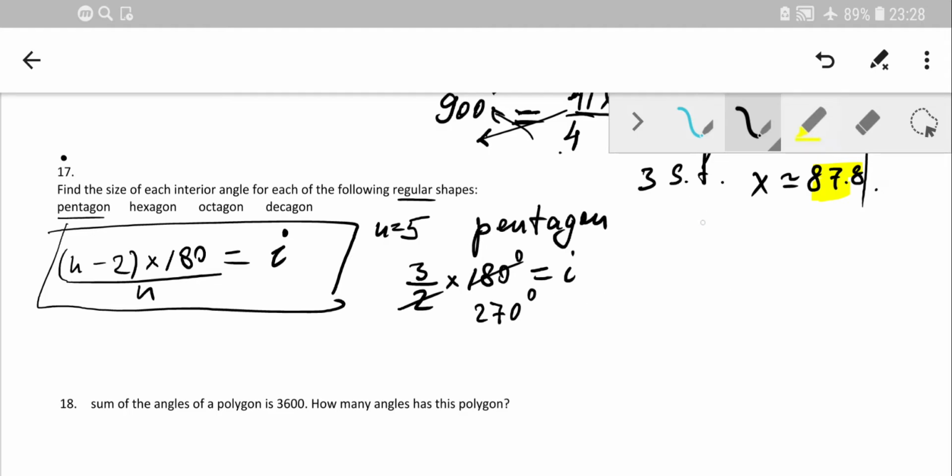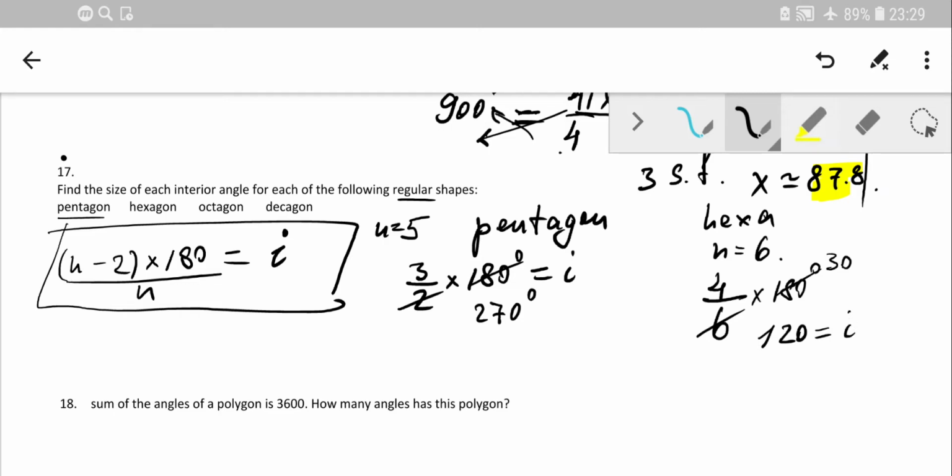Alright, so hexagon. Hexa means 6. Alright, n equals 6. And we just put it in the equation. So 4 over 6 times 180, from where you can cancel 6 and 180, that's 30 on the top. And we just multiply it to 120, stays for hexagon.